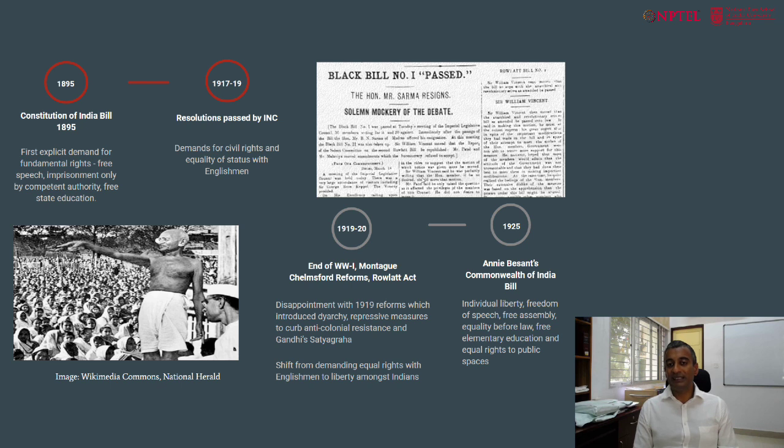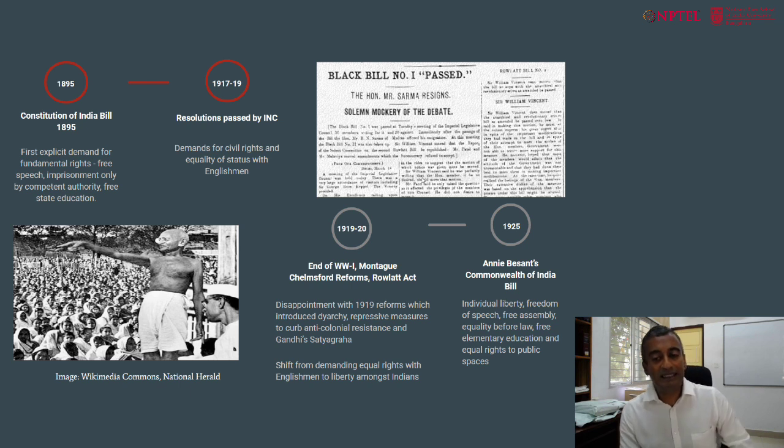In 1917 and 1919, the Indian National Congress, which was, as we've discussed before, an umbrella organization around which the freedom movement was organized, made demands for civil rights and equality of status between native Indians and the English. So you will notice that the early demands are made as demands seeking parity with the English.